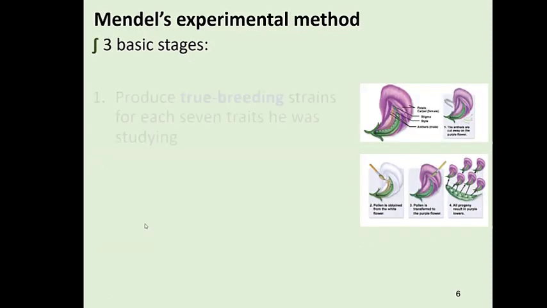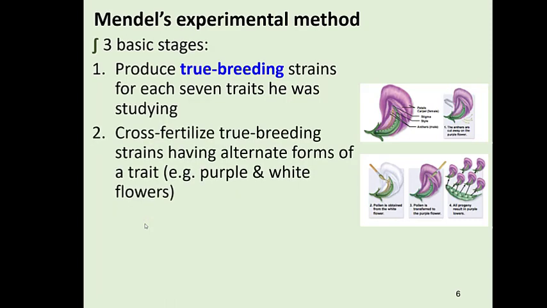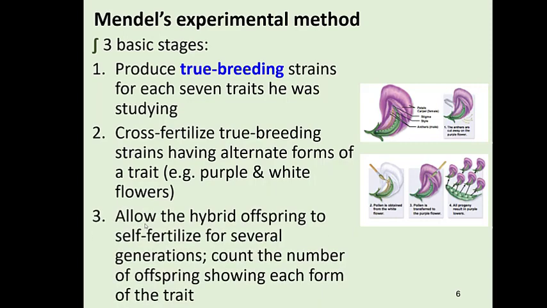Now we have three basic stages in his experiment. First, to produce the true breeding strains for each of the 7 traits he decided to study. Then he cross-fertilized those true breeding strains with alternate forms, purple and white flowers, for instance. And then he allowed those hybrid offspring to self-fertilize for multiple generations. He then counted the number of offspring showing each form of the trait, so how many were purple and how many were white.